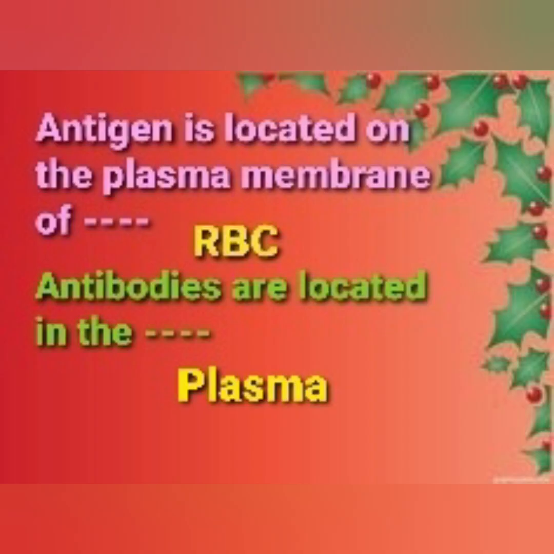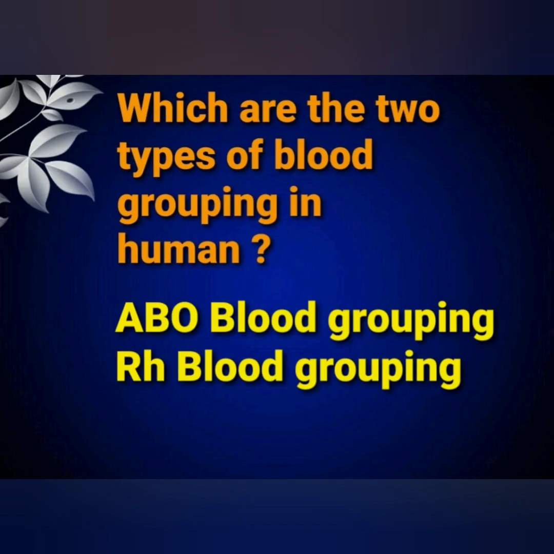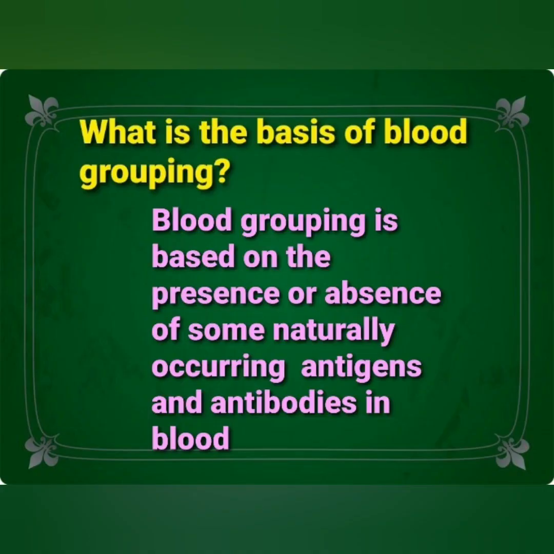Now, antigen is located on the plasma membrane of RBC. Antibodies are located in the dash. The answer is plasma. Which are the two types of blood grouping in human? The answer is ABO blood grouping and RH blood grouping. What is the basis of blood grouping? Blood grouping is based on the presence or absence of some naturally occurring antigens and antibodies in blood.